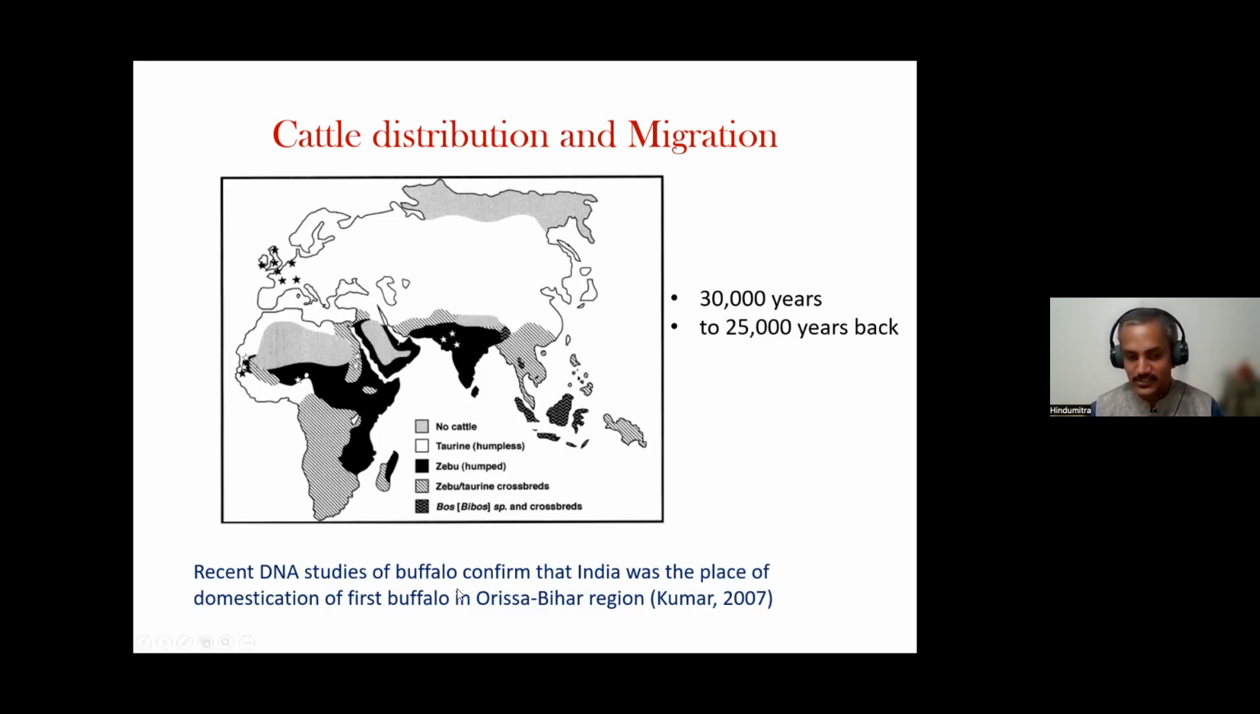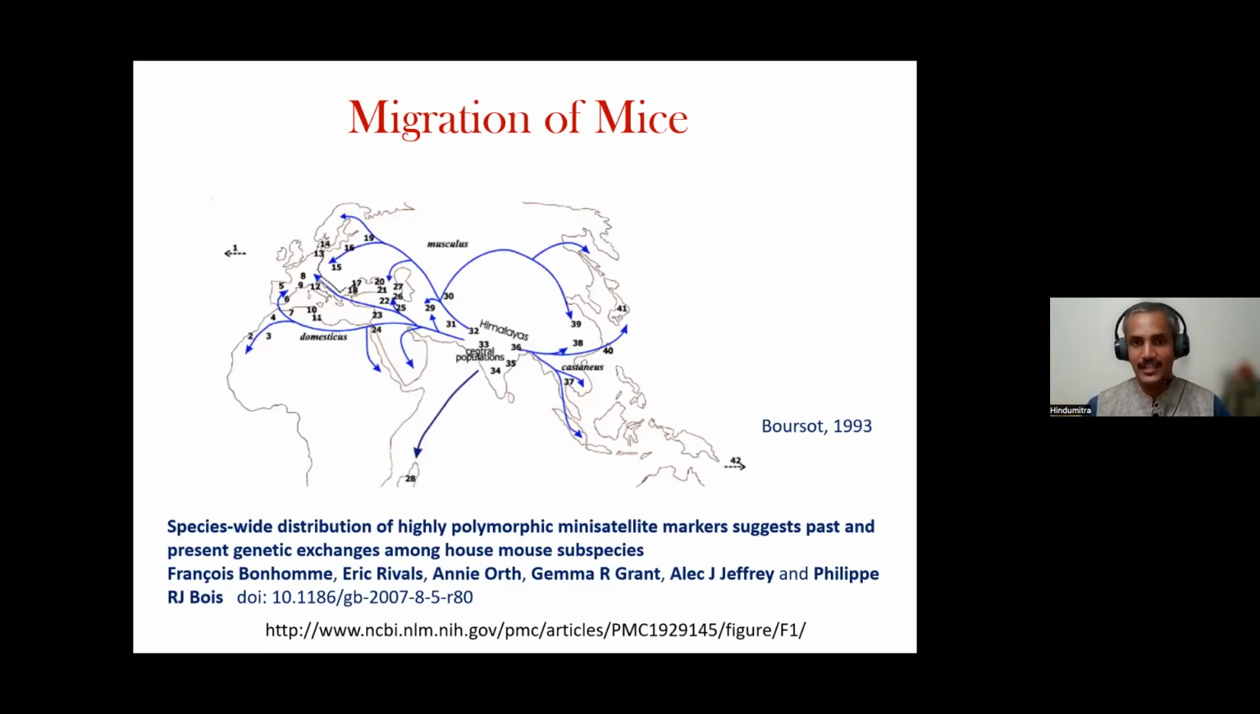There is also evidence from genetic studies in buffaloes showing that buffaloes were domesticated first in the Odisha, Bihar region, based on a paper from 2007. After this domestication, the whole of Southeast Asia, where water buffaloes are common in the forested areas, started domesticating water buffaloes. In addition to that, even mice migration has exactly the same pattern we find in the migration of the human population.